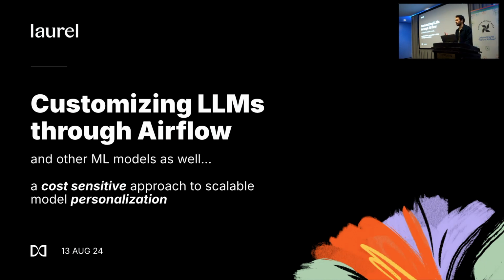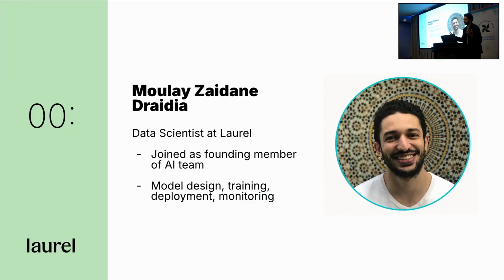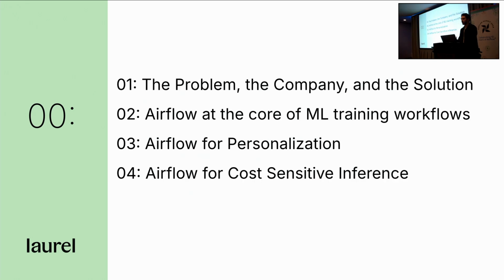And of course, a lot of our work uses LLMs, but we also use other kinds of models, and we'll be discussing all of those things holistically. So yeah, as I mentioned, my name is Moulay Zaidane. I'm a data scientist at Laurel. I joined as a founding member of the AI team, and so I've gotten to touch on everything from model design, training, deployment, monitoring, orchestration, the full end-to-end stack. And so, yeah, we'll be sharing a little bit about our journey.